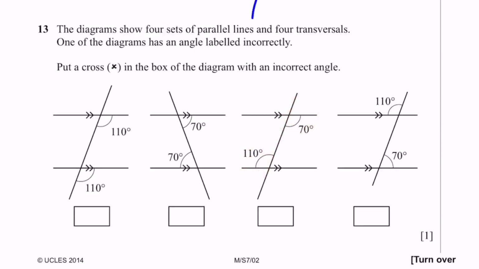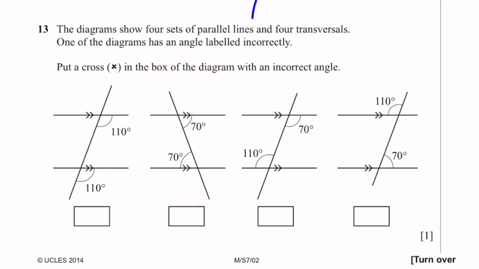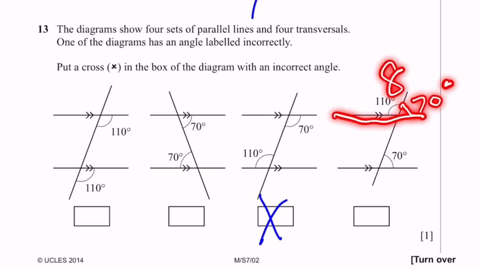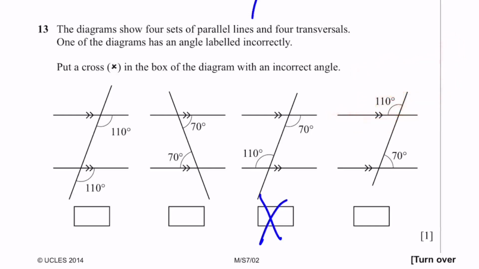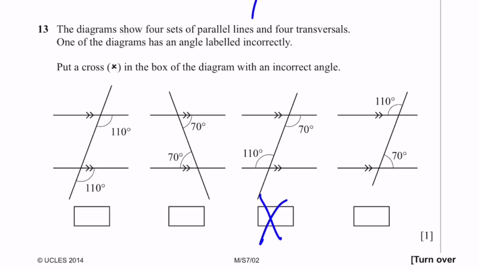110 and 70. These are also alternate angles, just like this, but then they are not equal. 70 is not equal to 110. Therefore, the third option is incorrect. Just for reference, the fourth one, 110 and 70. This is slightly trickier because you bring the 70 up here, because of corresponding angles. And then we use the angles on the straight line. They add up to 180. And that's why this is actually correct. But for now, third option is the wrong one.